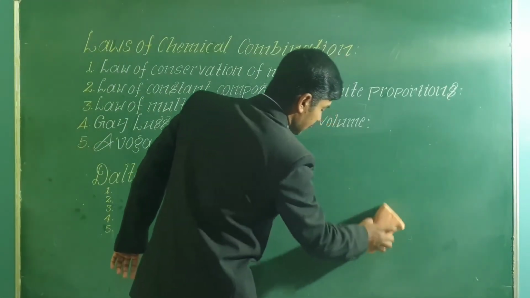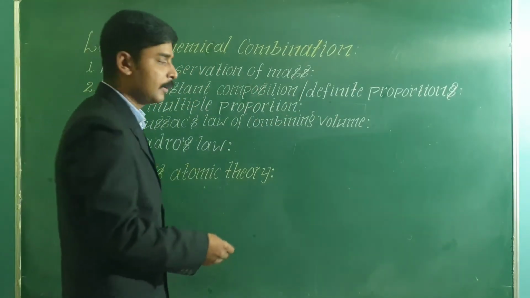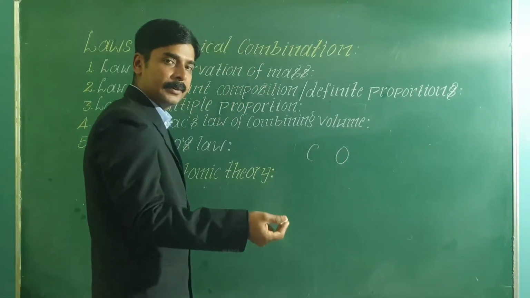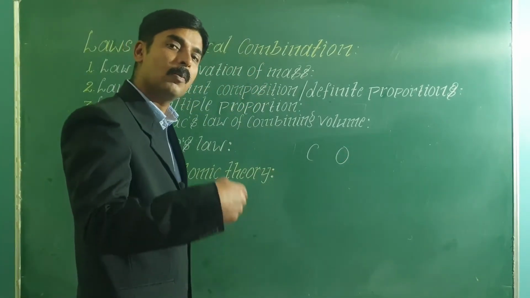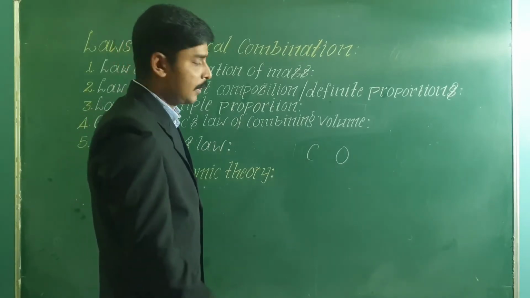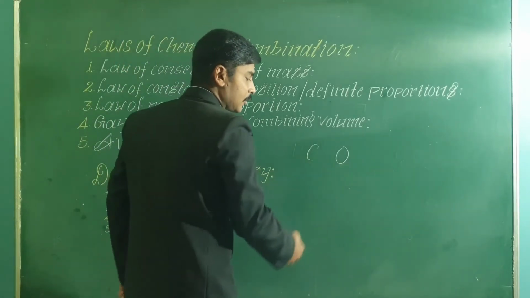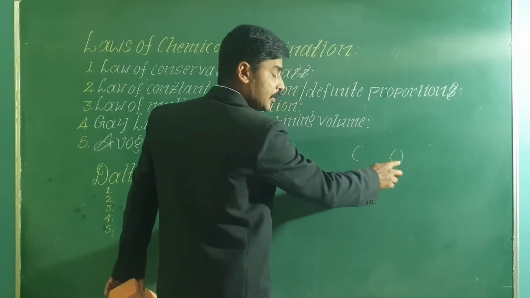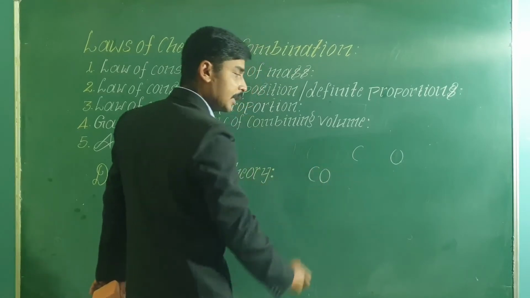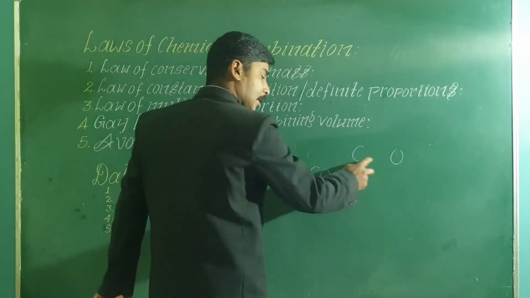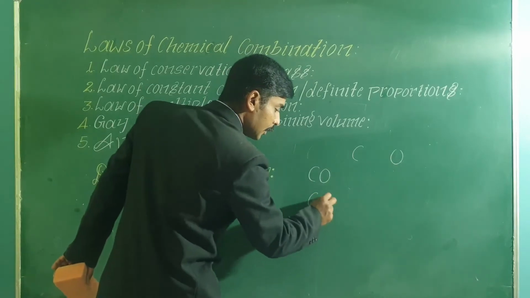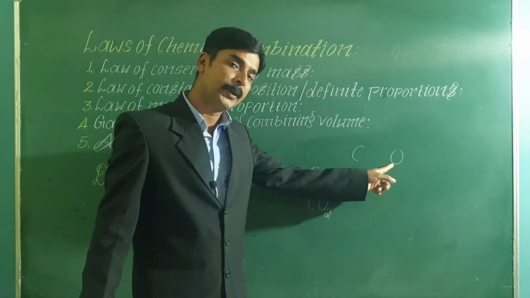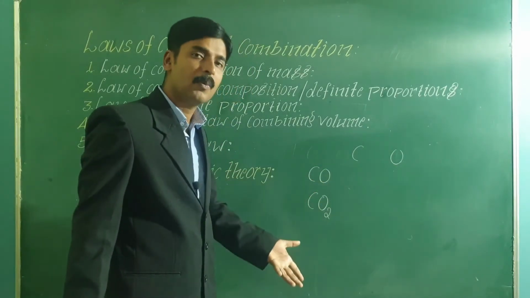This law is applicable only when two elements combine to form two or more compounds. Here let us take carbon and oxygen. This carbon and oxygen combine to give carbon monoxide, and the same carbon and oxygen will combine to give carbon dioxide. See, two elements combine to give two or more compounds.